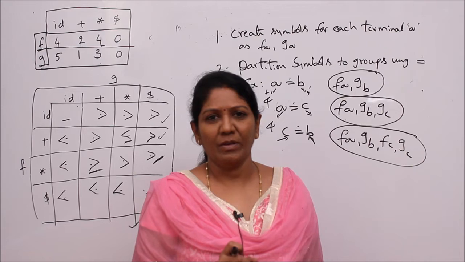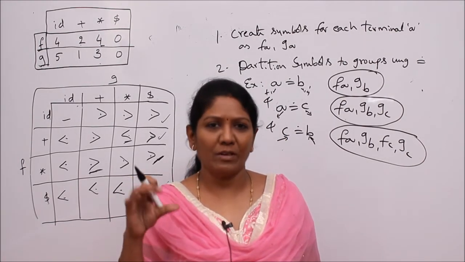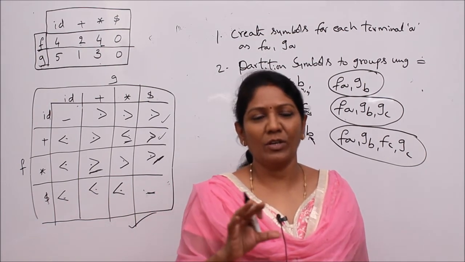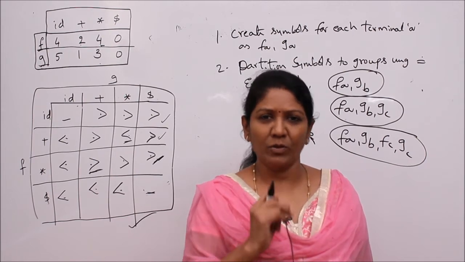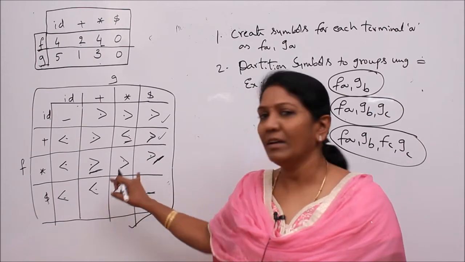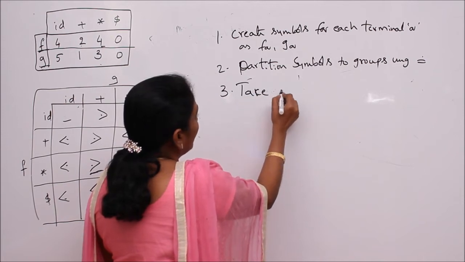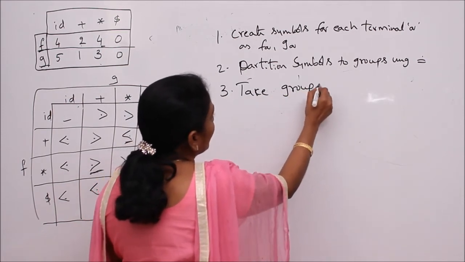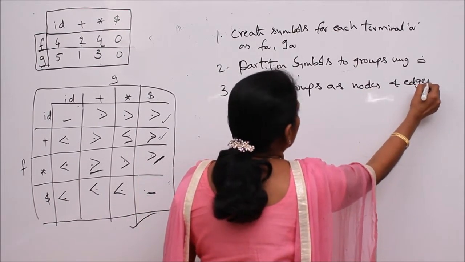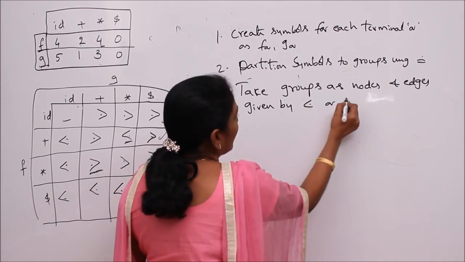one single group. So once you get the groups, then what you have to do is take every group as a node and create a digraph. So for creating the digraph, you need to have first nodes. Nodes are given by the groups and edges are given by the greater than and less than relations defined in the table. Let us see how do we use that. Take groups as nodes and edges given by less precedence or greater precedence.